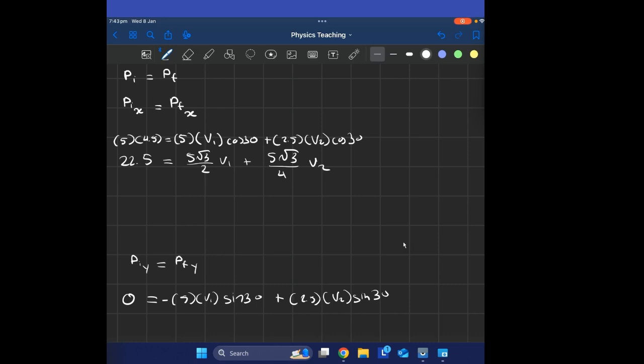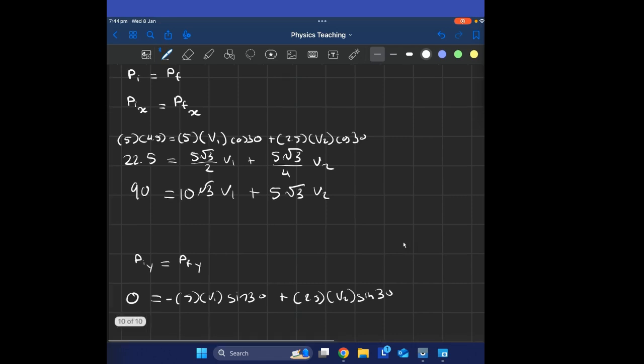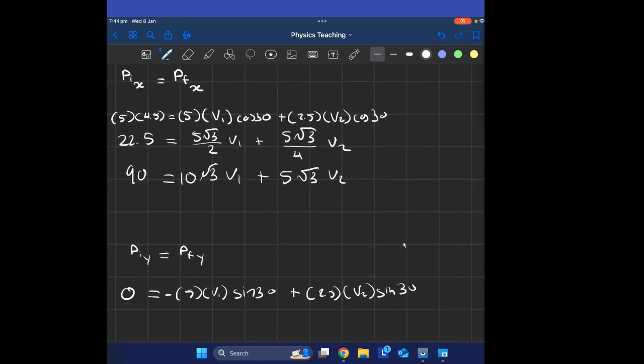So 22.5 times by 4 is 90, is equal to 5 root 3 v1 plus, no, it's going to be 10 because you must not do by 4, so it's going to be 10 here. This is going to be 5 root 3 v2. Now we divide everything by 5 because this makes it easier once again. So 90 divided by 5 is 18. This is 2 root 3 v1 and this is going to be root 3 v2.